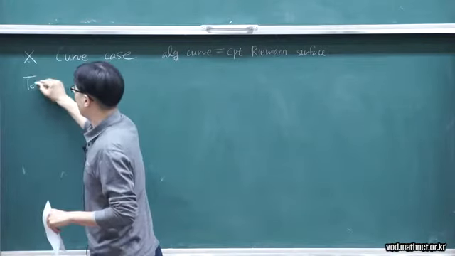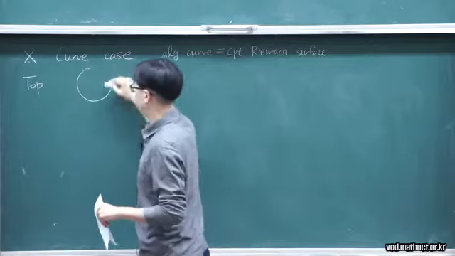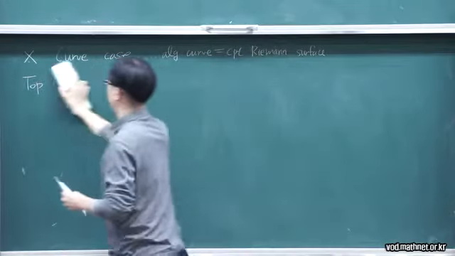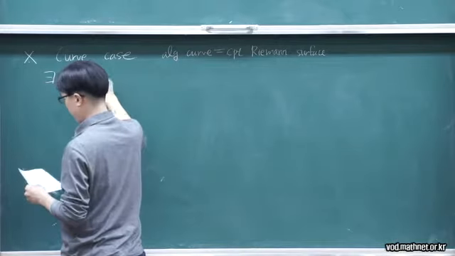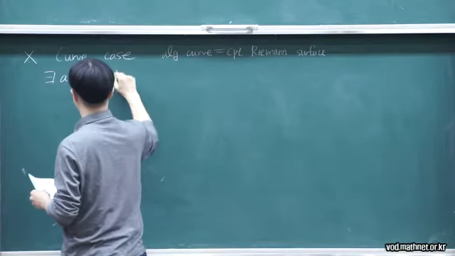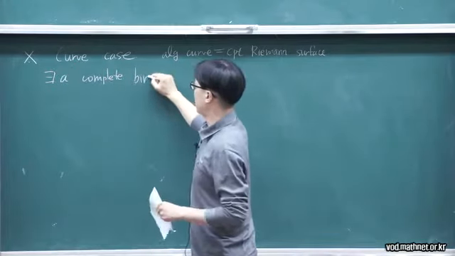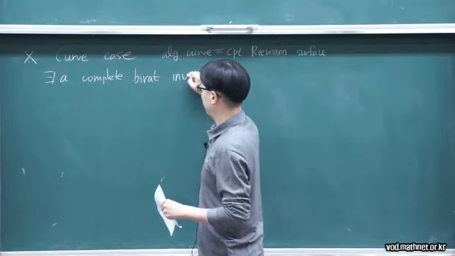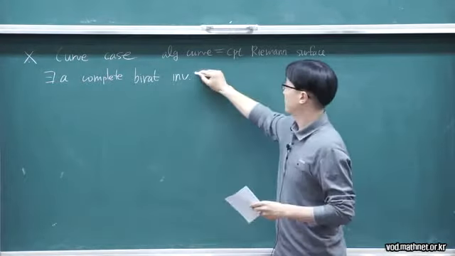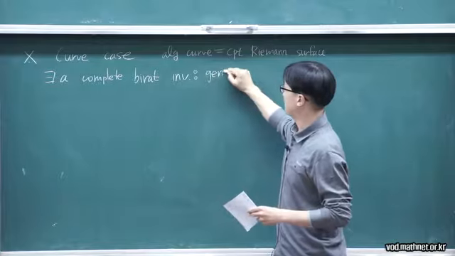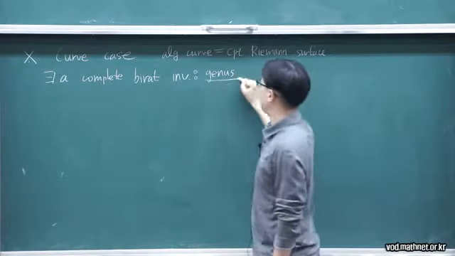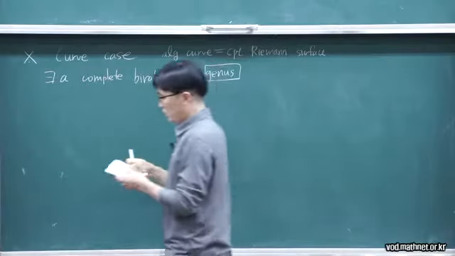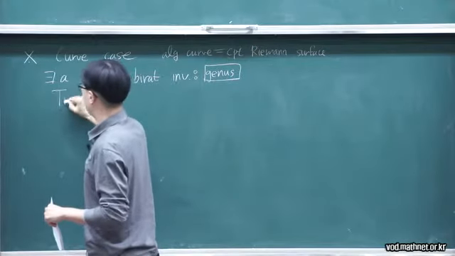So topologically, there is a complete birational invariant, which is called genus. So genus plays a very, very important role. So using this, we get this kind of trichotomy.